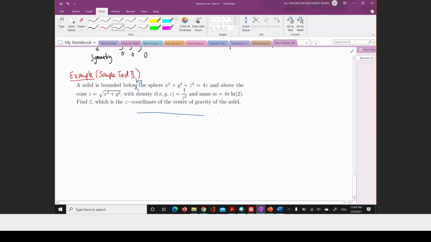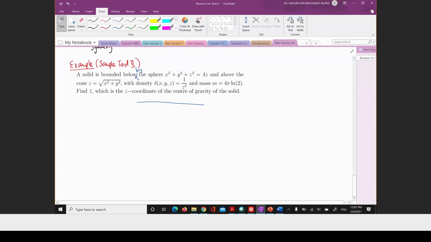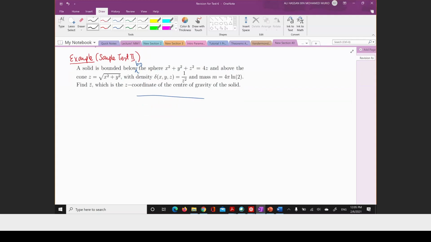Okay, look at the given sphere here. The left hand side is the same, but the right hand side is not 4 but 4z. So this sphere is not centered at the origin, right? What is the center of the sphere now? We need to make a sketch of the solid. So we are given this sphere, x squared plus y squared plus z squared equal to 4z. So the center is no longer at the origin. Where is the center of the sphere?